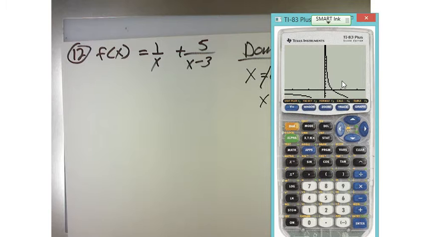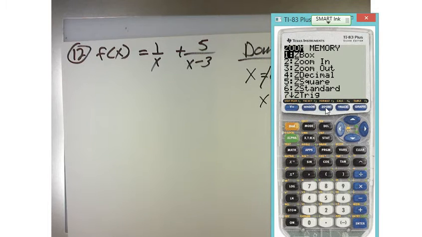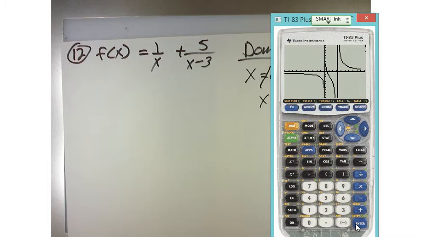So I'm going to zoom out a little bit. We said it can't be 0 or 3, so I'm going to zoom out a little bit because it looks a little goofy. We'll do the standard zoom here. And sure enough, it looks like there's a vertical asymptote at x equals 0 and at x equals 3. So now how do I write that in interval notation?